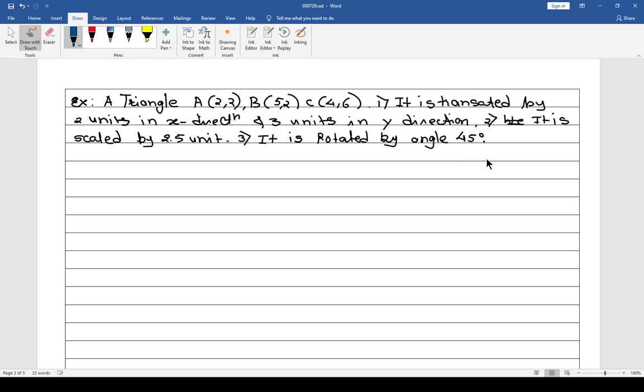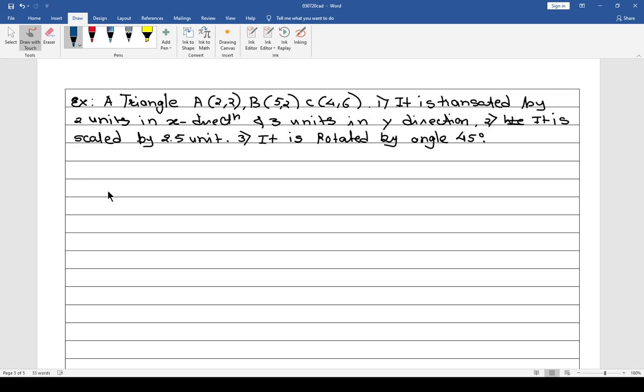So it is not mentioned whether anti-clockwise or clockwise, so by default it is always anti-clockwise and it is assumed to be positive. So you could see it is translated. Okay, it is scaled, reference point is not mentioned, therefore by default it is about the origin. It is rotated by angle 45 degrees. Again, the reference point about which it is to be rotated is not mentioned, therefore by default it is the origin.